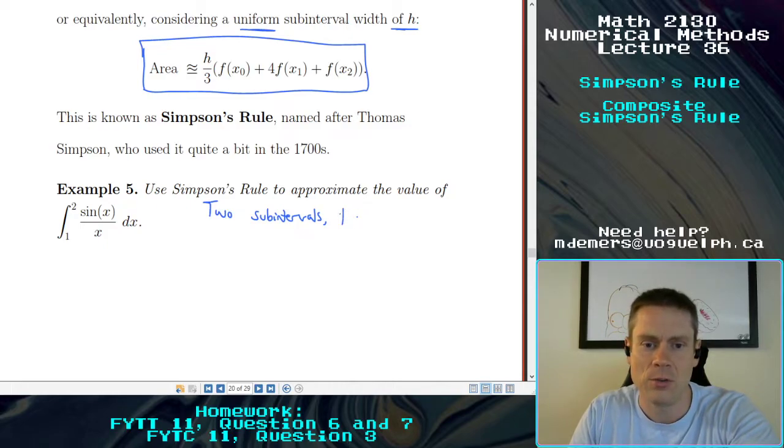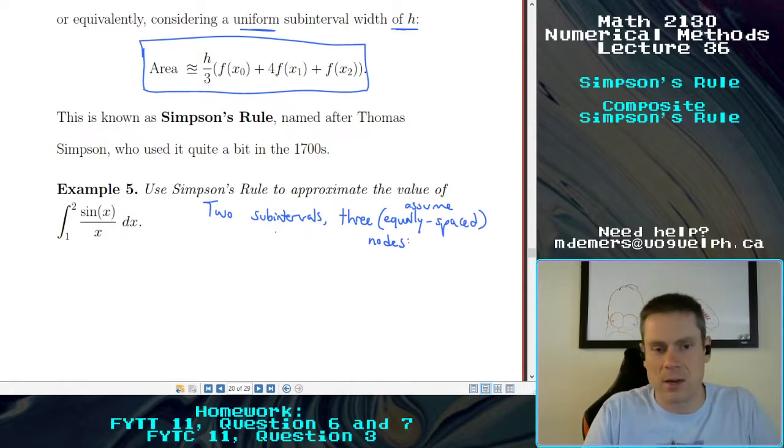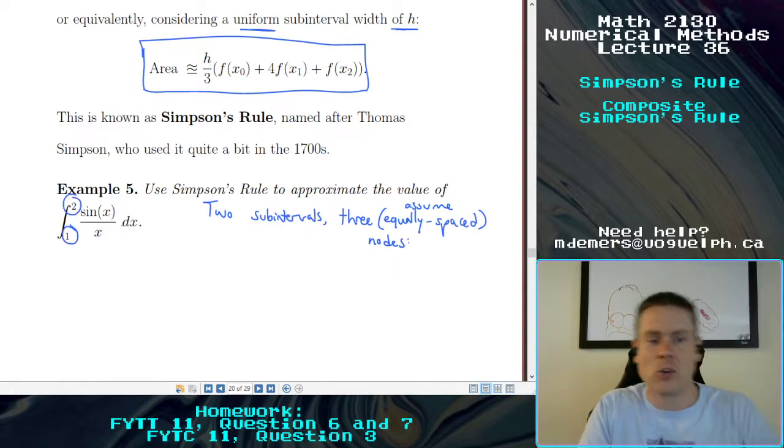And those nodes are equally spaced. I'll say we assume that. Nodes, and we're going to list them right here. So we have 1 to 2. These are our domain of integration.